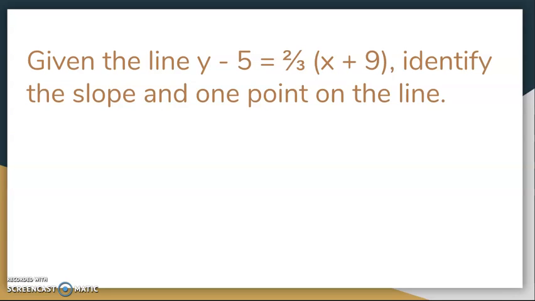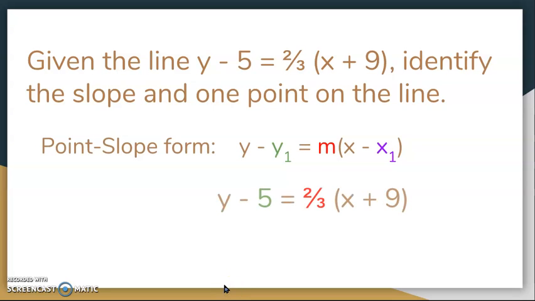Sometimes you're given the equation and just asked to identify the pieces of the point-slope form. So if I were given the line y subtract 5 equals 2/3 (x plus 9), and I want to know the slope and at least one point on the line, then I'm just going to start looking at the equation. First, I recognize that this equation is in point-slope form. The y subtract y1 all lines up very nicely. m(x minus x1). Well, wait a second.